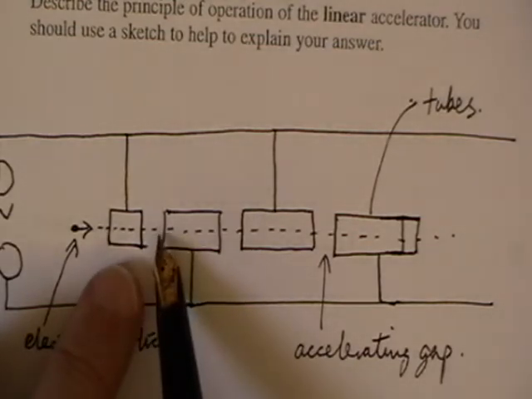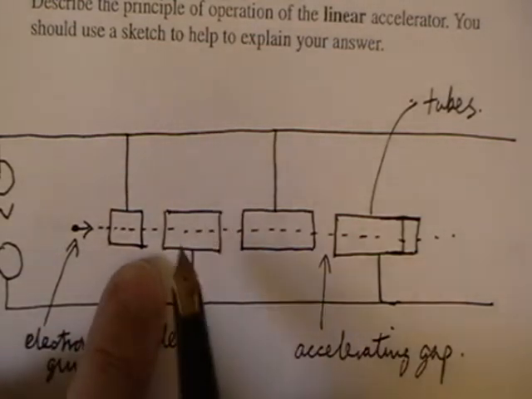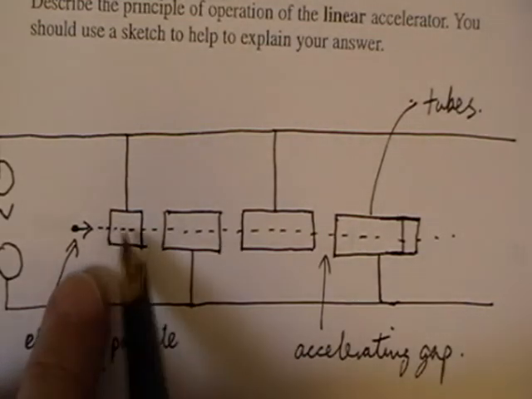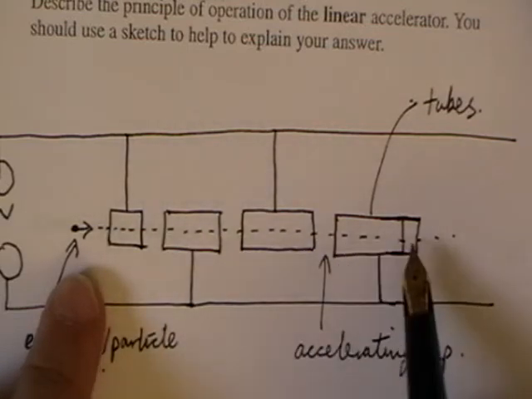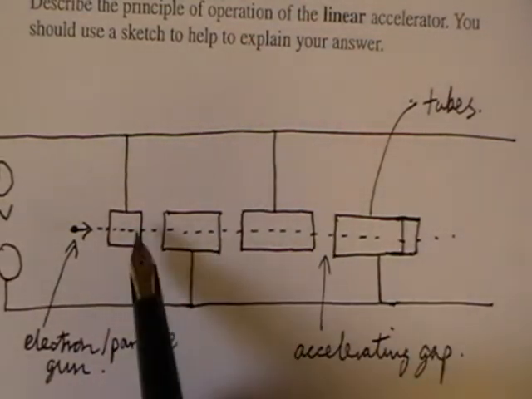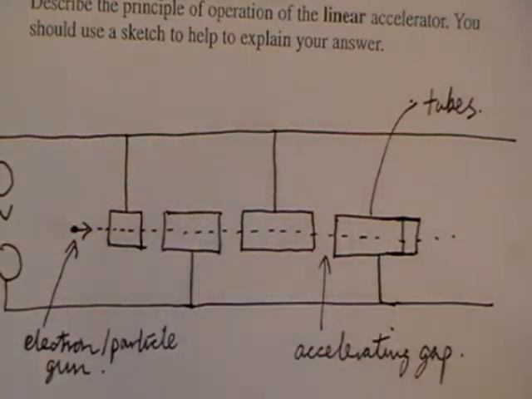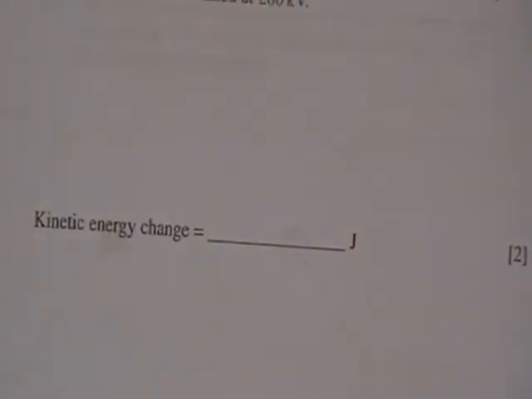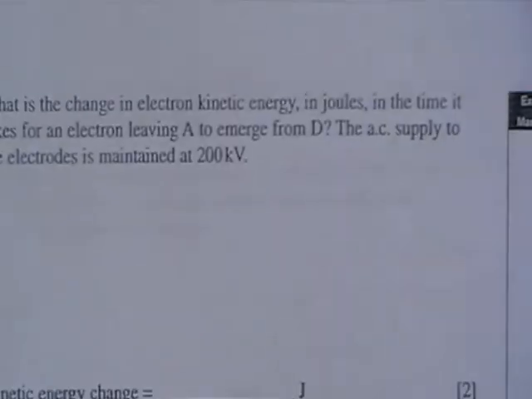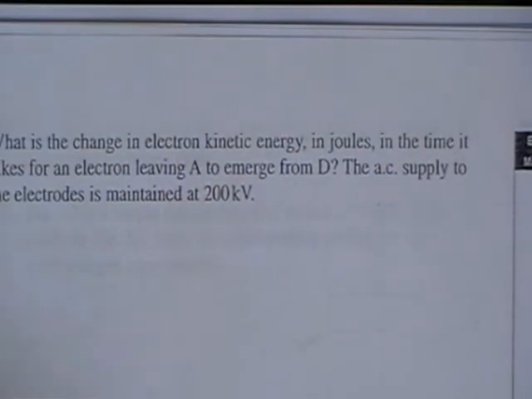It then accelerates across the gap and travels through here. It takes the same time to go through here as it does to go through here. So it takes the same time through the first tube, the second tube, the third tube, the fourth tube. It takes the same time all the time. And so this has been synchronized so that it is always accelerated across the gap. And that's the answer to that question complete.